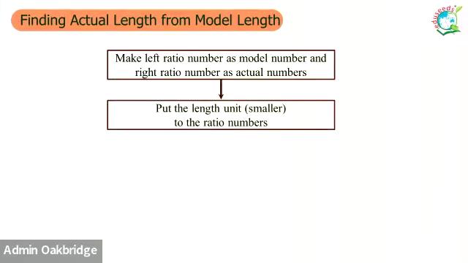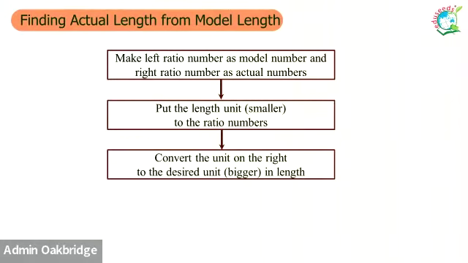And then what we do next is put the length units. Normally in the question, they give you two kinds of units. One is a smaller one, another one is a bigger one. So you always select the smaller one to put the unit to the ratio numbers. And the next one, convert the unit on the right to the desired unit.